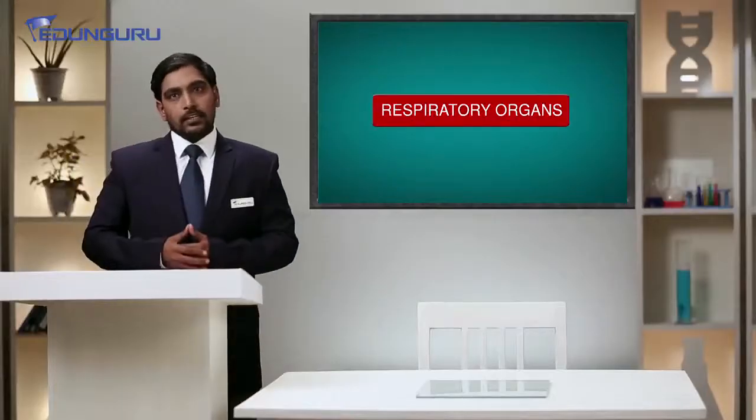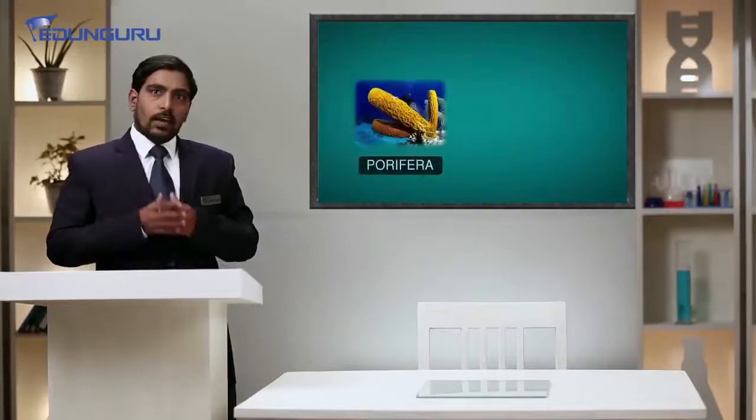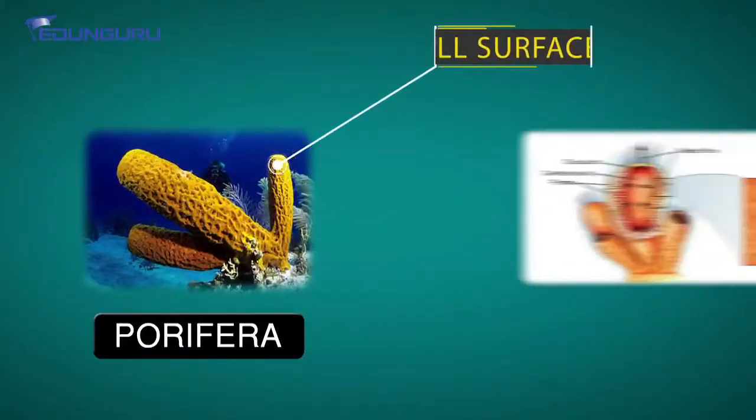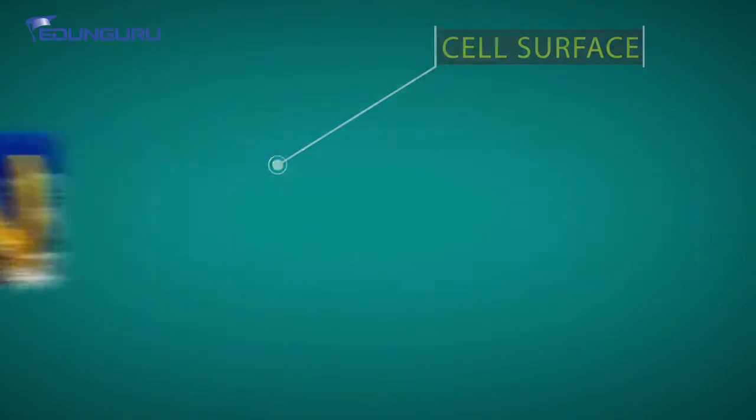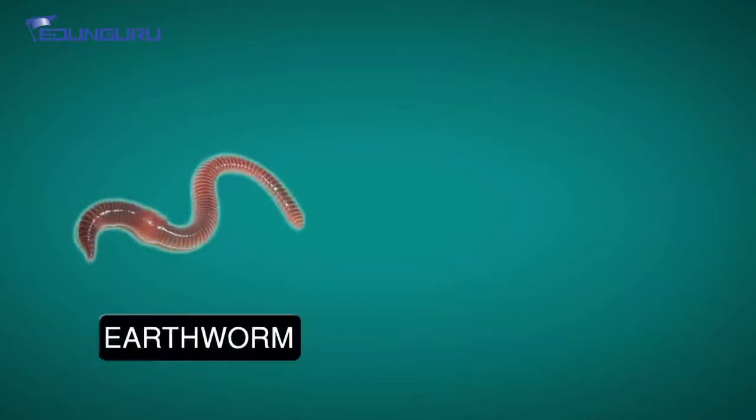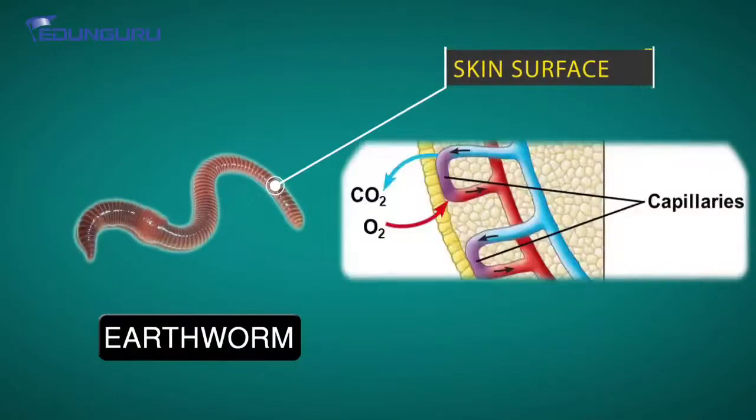When we talk about respiration, different animals have different organs of respiration. The respiratory organs, you all have studied in kingdom Animalia. When we talk about phylum Porifera, they respire through their cell surface. So the respiratory organ for poriferans is the normal cell surface. When we talk about earthworm, you all have studied in phylum Annelida, they respire through their skin surface. So skin is meant for respiration in earthworm.